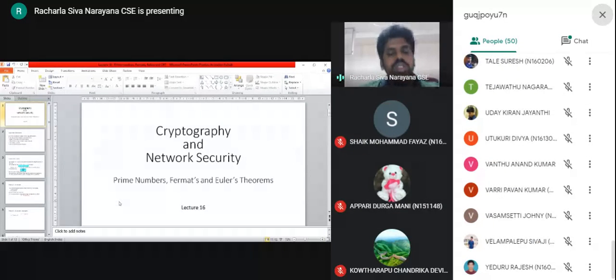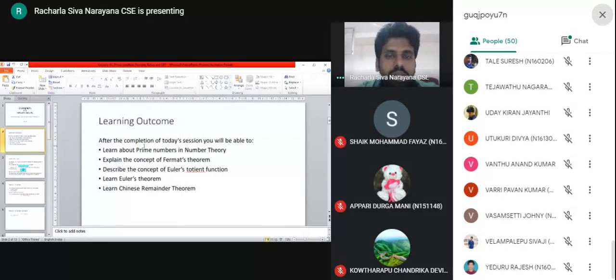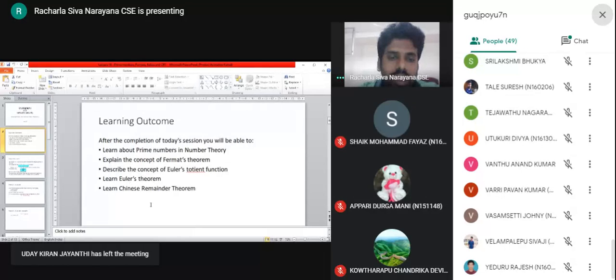So in today's session, we are going to discuss prime numbers and Fermat's and Euler's theorems. After that, we are going to discuss the Chinese remainder theorem, also called CRT. Prime numbers are used in number theory as well as cryptography. These are the main part of number theory. Then Fermat's theorem, and then Euler's Totient function. This Euler's Totient function is used in Euler's theorem. After that, we are going to discuss the Chinese remainder theorem.